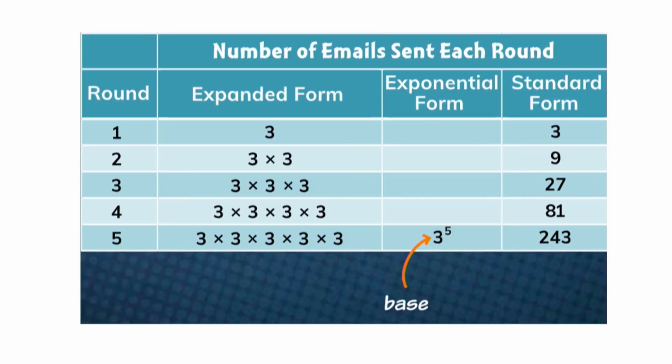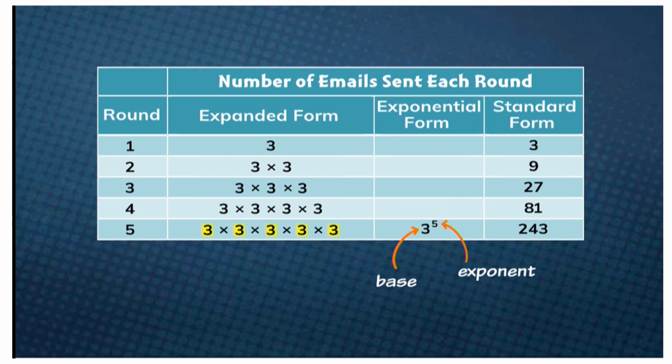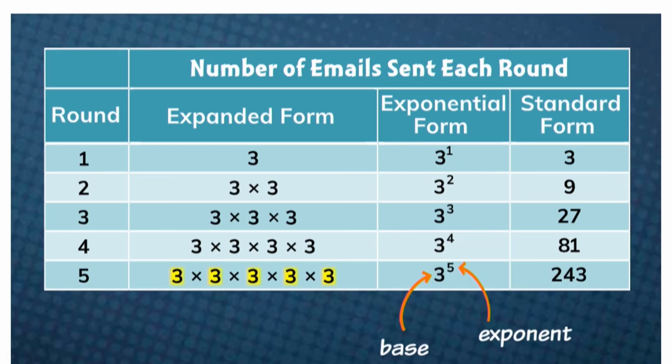3 is the base. It is the number multiplied by itself however many times in our expanded form. 5 is the exponent because we multiplied 3 5 times. 3 is the base, 5 is the exponent. Now don't confuse it with 3 times 5, because we're not multiplying 3 times 5. We are multiplying 3 5 times. It could get a little confusing.